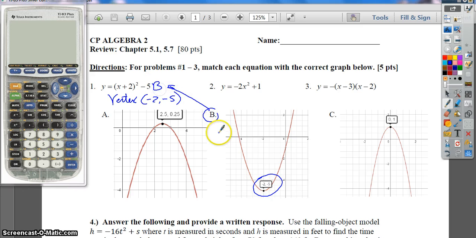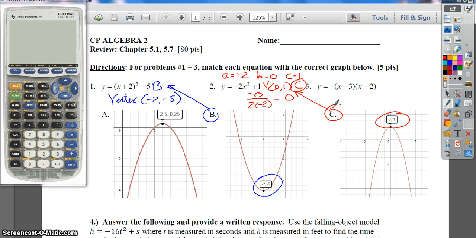So this is B. Number 2, quickest way to look at this one is to say A is -2, B is 0, C is 1. So -0 over 2 times -2 is going to give you 0 for your x value. So that means your vertex for this one is (0, 1). So (0, 1) is definitely this guy. So C would be number 2.